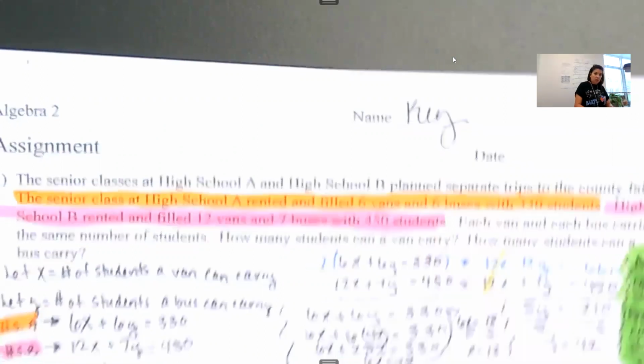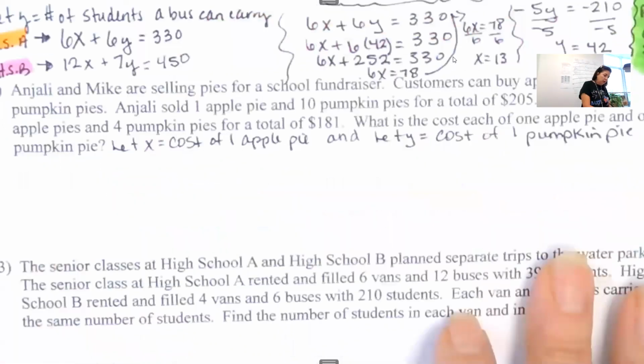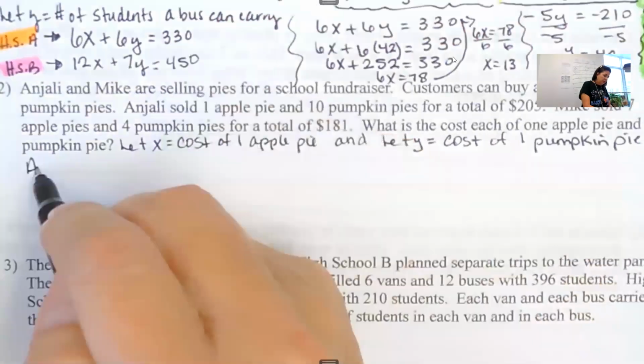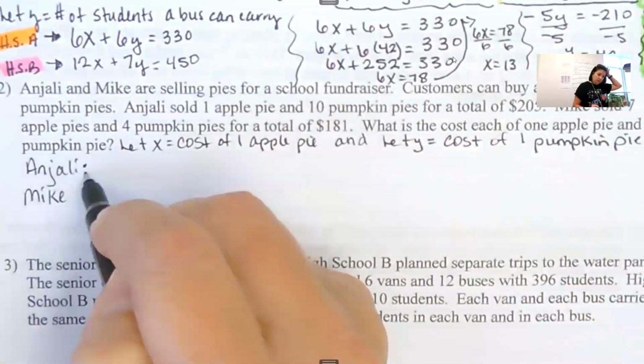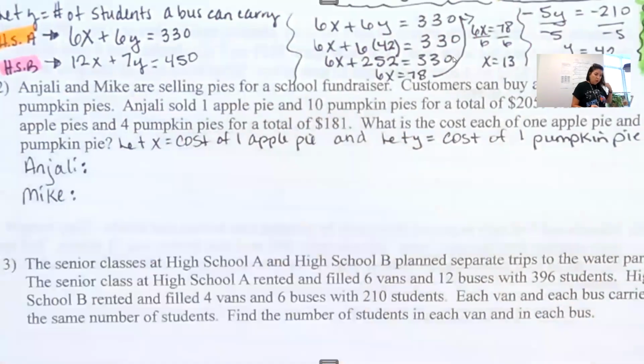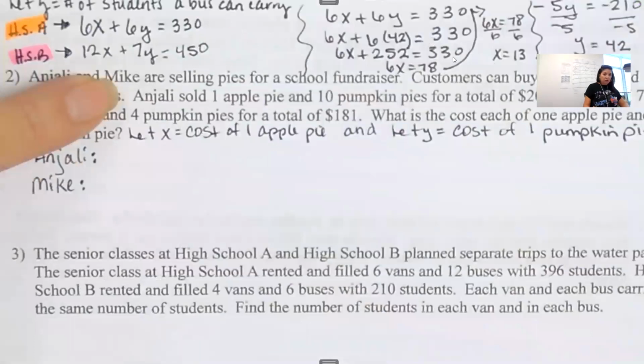Okay, so let's do one equation about Anjali and one equation about Mike. Y'all down with that? So Anjali sold 1 apple pie and 10 pumpkin pies for a total of $205. What do you think my equation is?